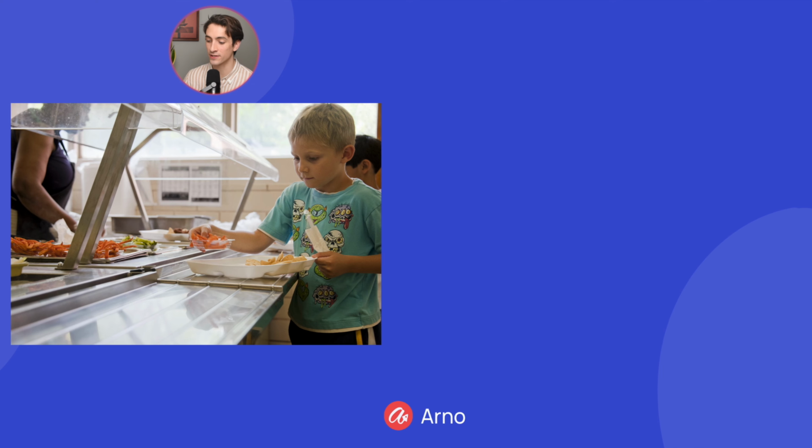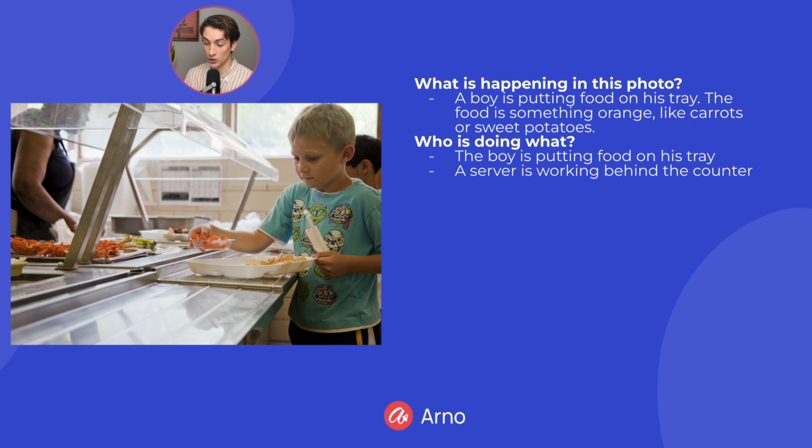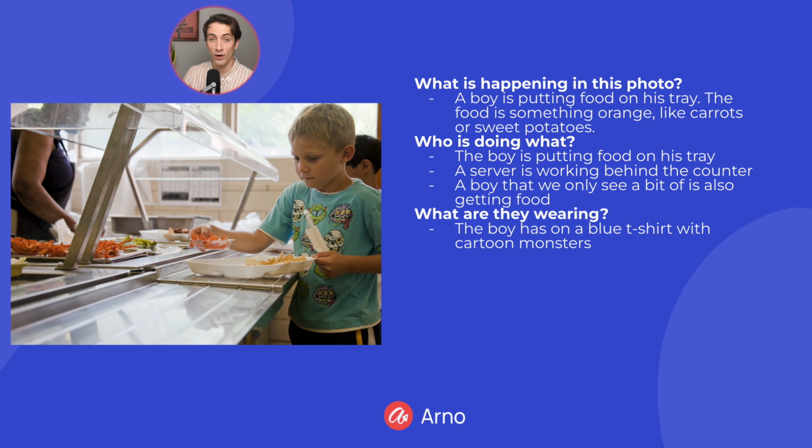This photo has a person, so we'll ask ourselves, what is happening in this photo? A boy is putting food on his tray. The food is something orange like carrots or sweet potatoes. Who is doing what? Well, the boy is putting food on his tray. There's a server behind the counter. There's also a boy that we only see a bit of who is also getting food. What are they wearing? The boy in the front has on a blue t-shirt with cartoon monsters. The server is wearing a black apron.